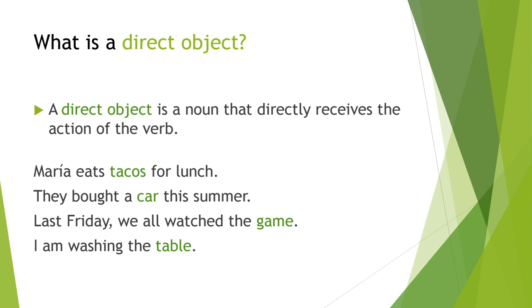I am washing the table. So in this sentence, you can see that table is the direct object because that is receiving the action that I did.